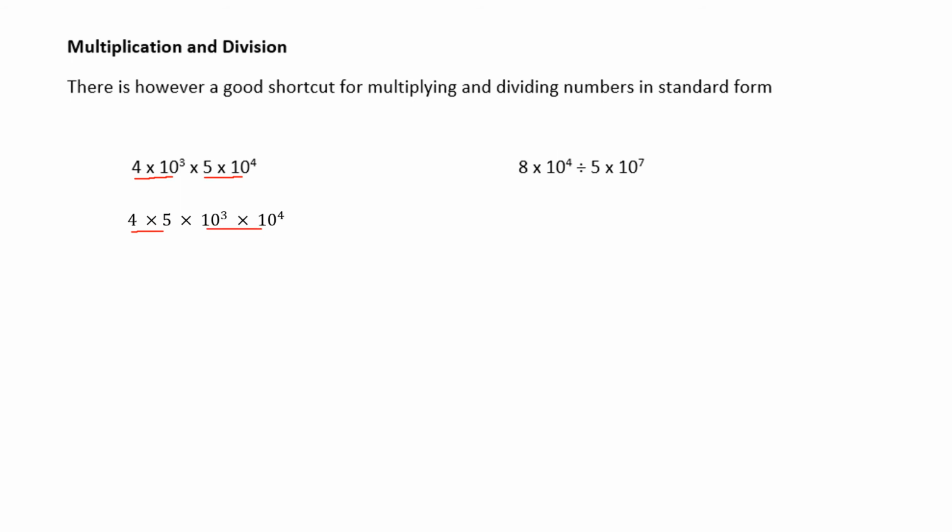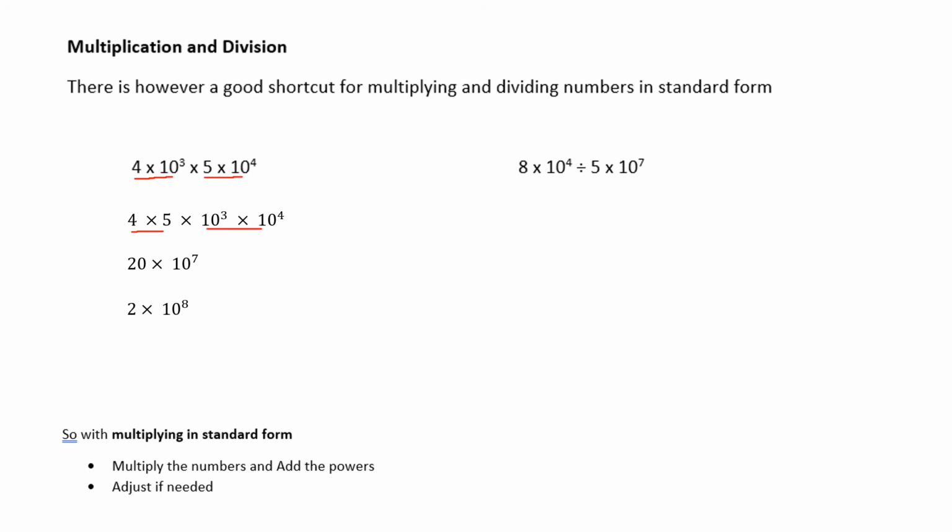Now we know 4 times 5 is 20. And we also know that if we times 10 to the 3 by 10 to the 4, we can just add the powers together. That'll give us 20 times 10 to the 7. It's not quite in standard form, so we reduce the 20 to a 2 and we increase the 10 to a 10 to the power of 8. And that's it. So the shortcut is this. Multiply the numbers, so the 4 and the 5 in this case, and then add the powers. Adjust if you need to.